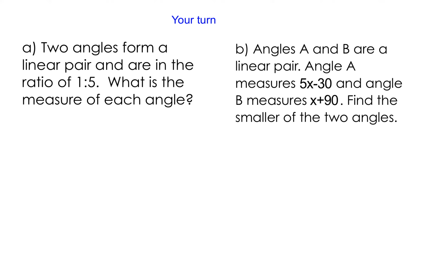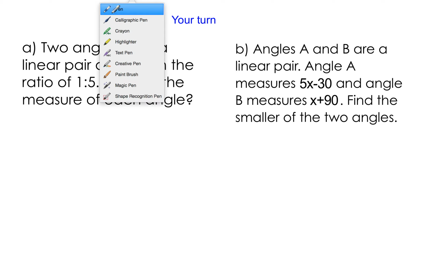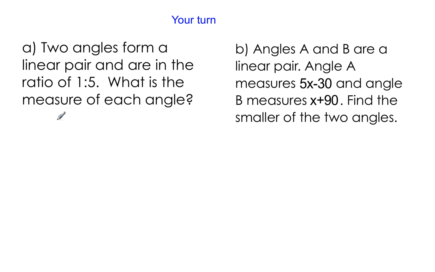So let's see how we did. Two angles form a linear pair and are in the ratio of 1 to 5. What are the measures of each angle? So what we're going to do is set up an equation. If two angles are a linear pair, that means x plus 5x is equal to 180, because a linear pair are two angles whose sum is equal to 180 degrees.